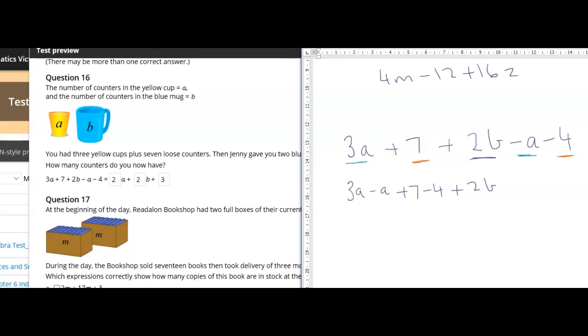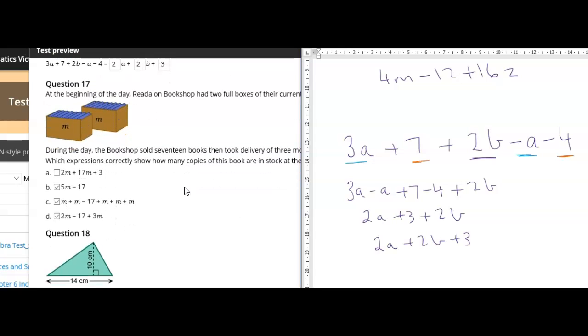And then we've got 3a minus a is 2a. 7 minus 4 is 3 plus 2b. Now you can see the answer is just put the terms in a different order. So we're going to do 2a plus 2b plus 3 for your final answer.